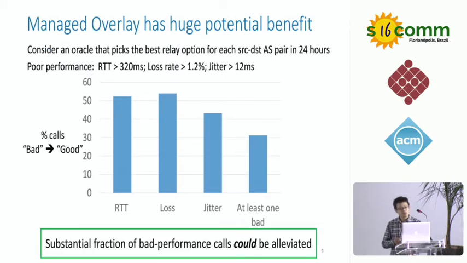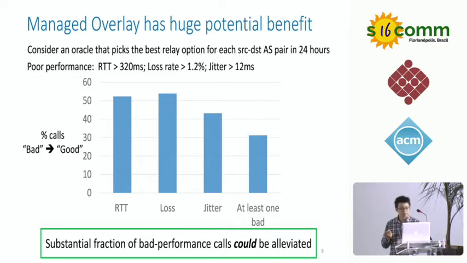To show this, we consider an oracle that has the performance of all calls in the dataset and picks the best relay option for each source-destination AS pair. In other words, this is not a practical system. This is a relay selection oracle with hindsight information. The point of this oracle is to show how many poor performance calls could be alleviated if we always pick the optimal relay option.